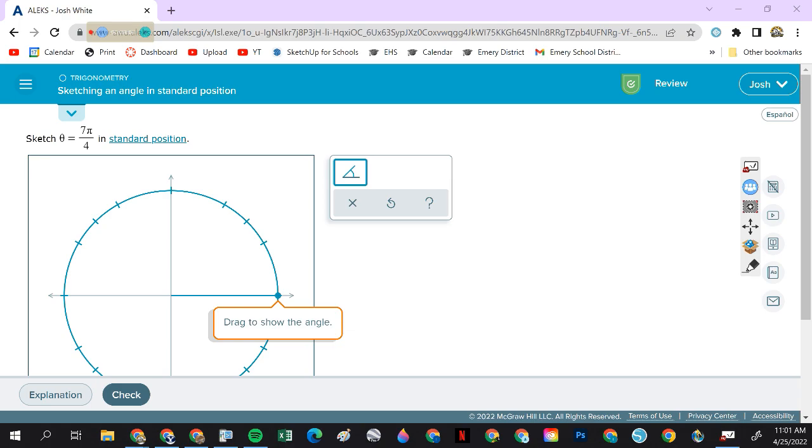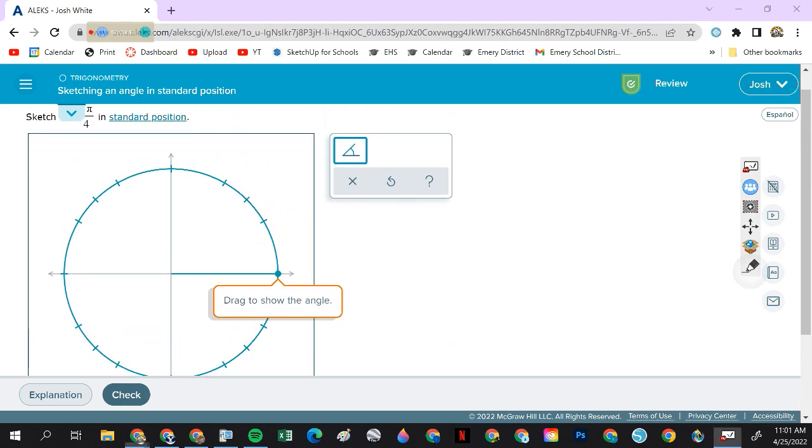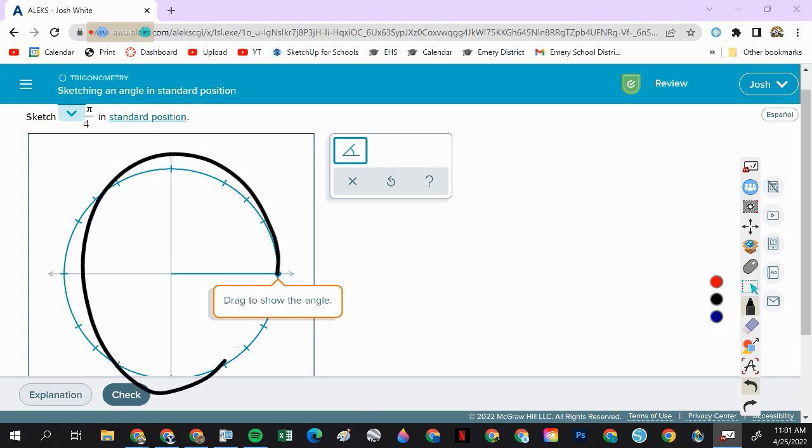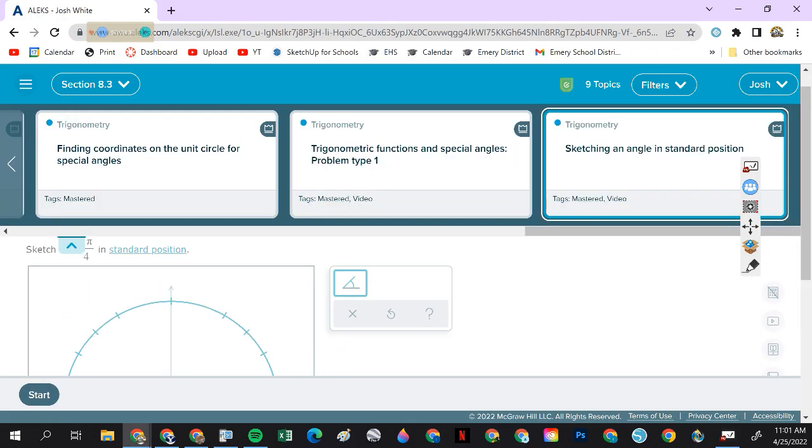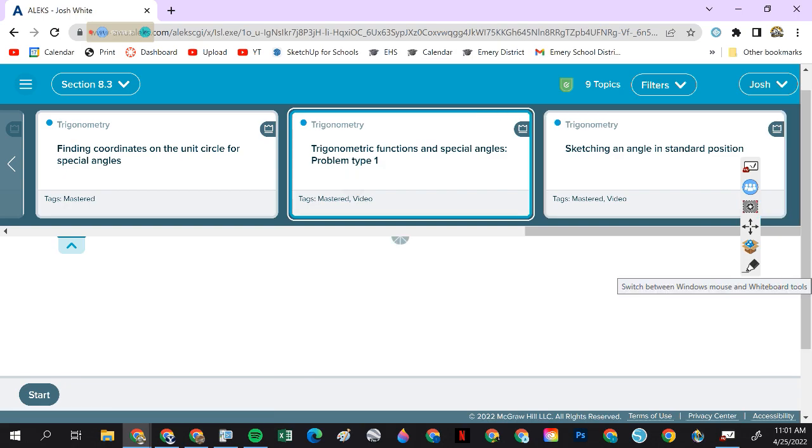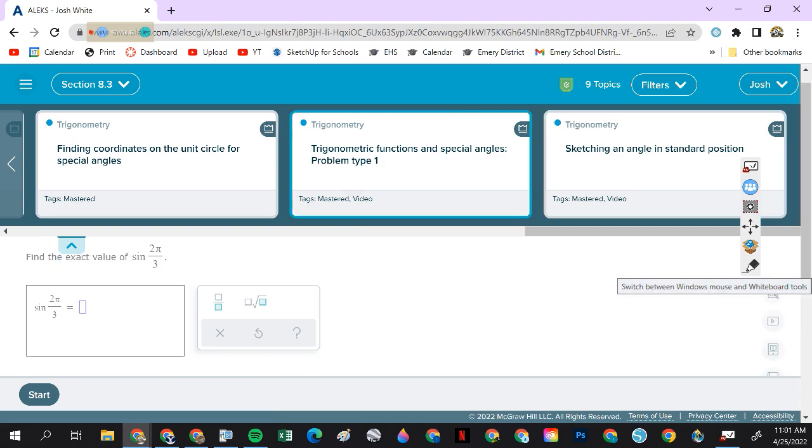In 8.3, there are a couple problems where you have to draw the angle. Where is 7 pi over 4? So we need to rotate. We'll grab that and rotate it to 7 pi over 4. So positive goes counterclockwise, negative goes clockwise, and you can go all the way around if the angle is bigger than 360 degrees. So that takes care of the first one.